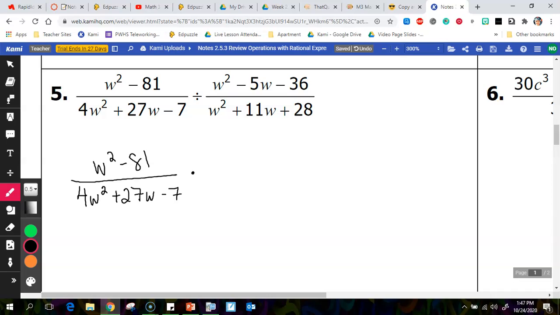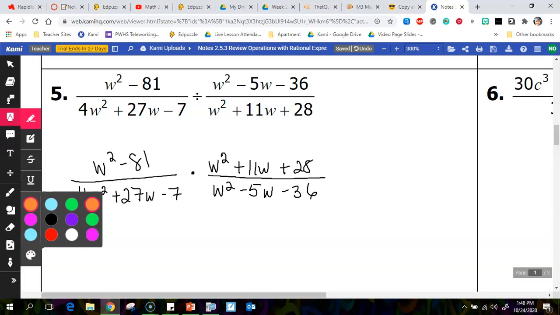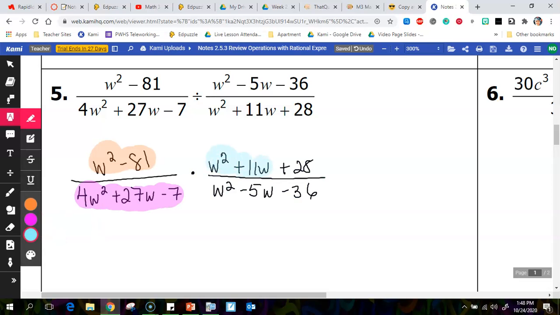So then I need to change the division to times, and then flip the second fraction. Okay, now I'm going to color code everything. This is a difference of squares. This is one where the a value is greater than 1, so I'm going to give you that one. This one, the a value is 1, so this one's a lot easier to factor. And what do I need? Green. This one, a value is 1, easier to factor.